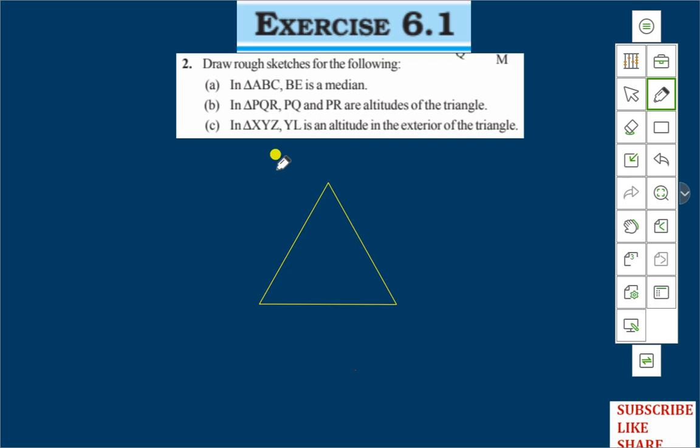In triangle PQR, we'll do this question number B in the next video.